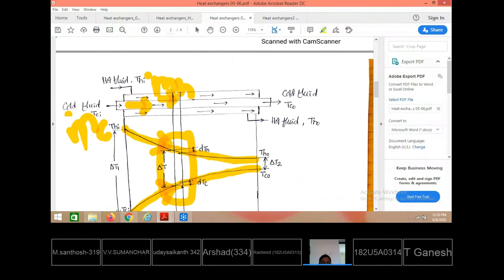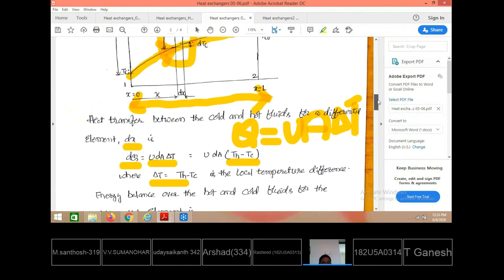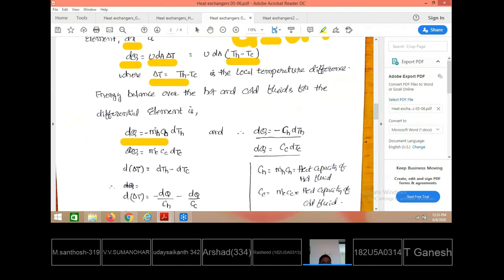Similarly, in the same thickness, from here to there, the temperature increases for the cold fluid. By dTh, the temperature drop takes place, and by dTc, the temperature increase takes place for the cold fluid. So dq equals minus mh dot ch dTh, and dq equals mc dot cc dTc. Why is the positive sign taken? Because heat is added to the cold fluid. This quantity of heat is lost by the hot fluid. Heat lost by the system is negative, and heat added to the system is positive, as per thermodynamic concepts.